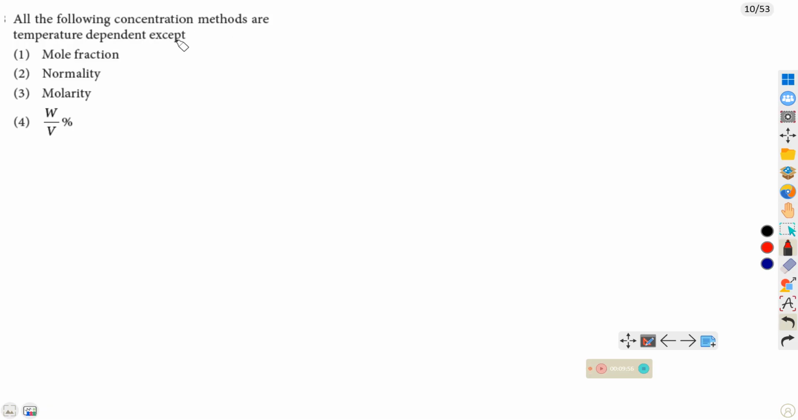All the following concentration methods are temperature dependent except mole fraction. According to gas laws, there is a relation between volume and temperature. Volume is directly proportional to temperature. In the normality formula, the volume term is involved.